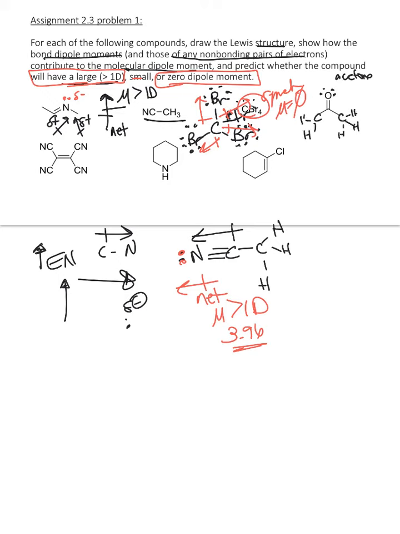So this is a ketone. And between the carbon and oxygen, each one of these is going to push towards the carbon-oxygen. So your overall net dipole is going to look like this. And you can just say greater than 1 D. I think that's like a 2.86.